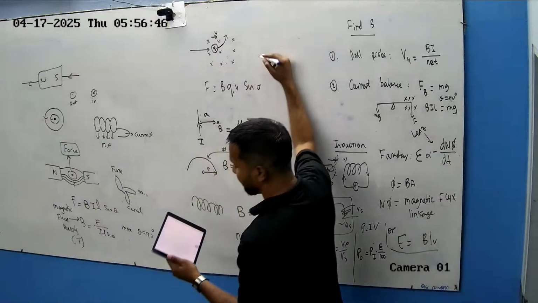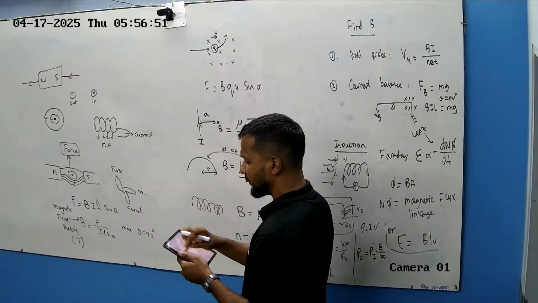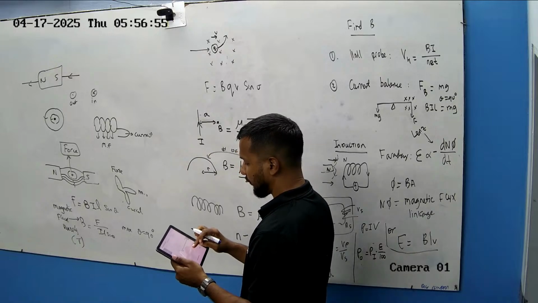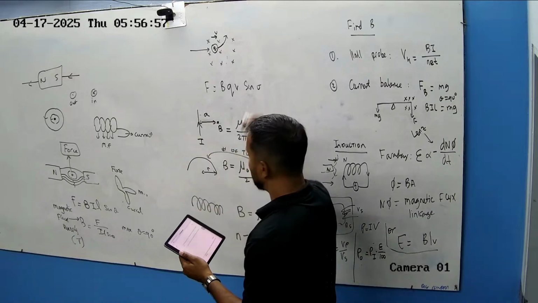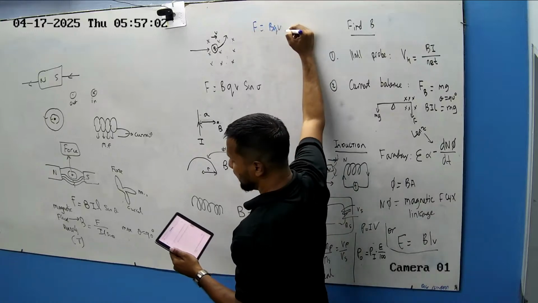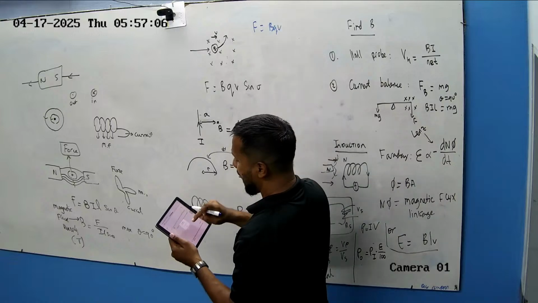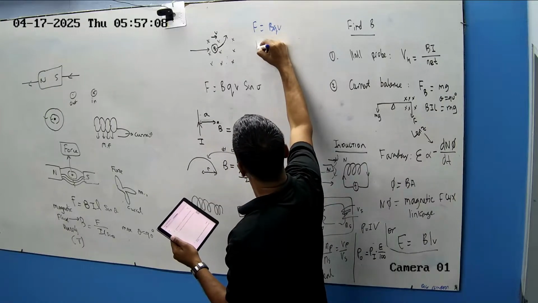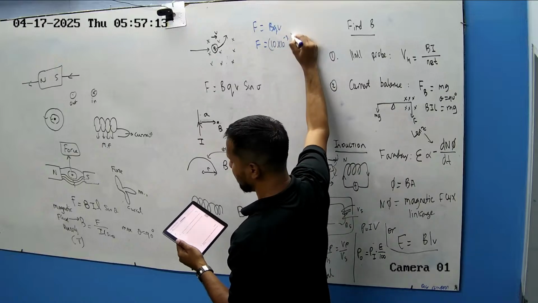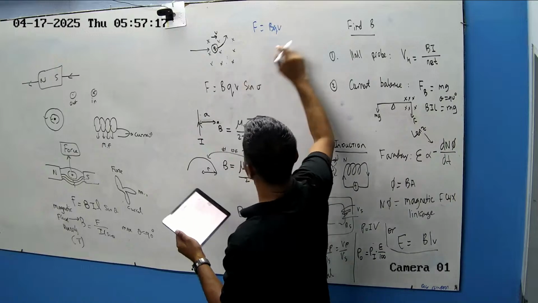So watch this here. F is equal to BQV, theta is equal to 90, so that's the formula there. B is what? They gave us B, 10 by 10 to the minus 3. All right, let me do the substitution here.